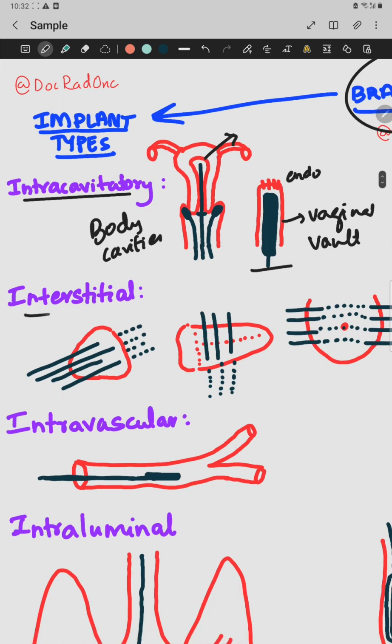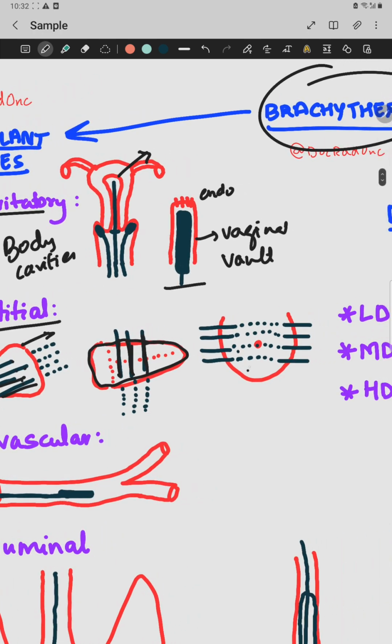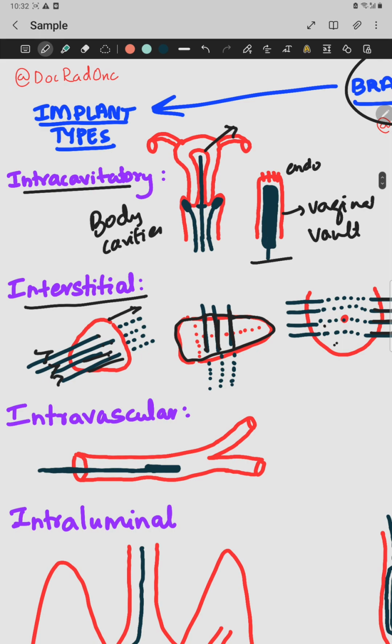Next, coming to interstitial, where needles or catheters are directly positioned inside the tumor or the tumor bed. For example, this is the prostate, where the interstitial needles have been pierced. Another example is the tongue in head and neck cases, where tongue brachytherapy is given. These are the needles, and breast interstitial treatment was also used to be given initially. These are the needles piercing the breast. So these are the types for interstitial.